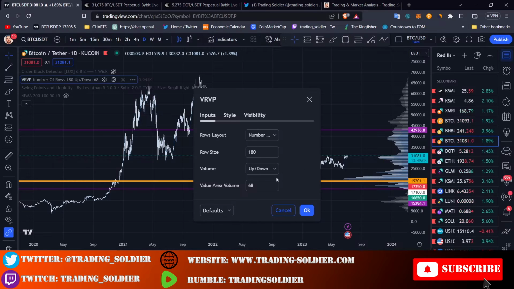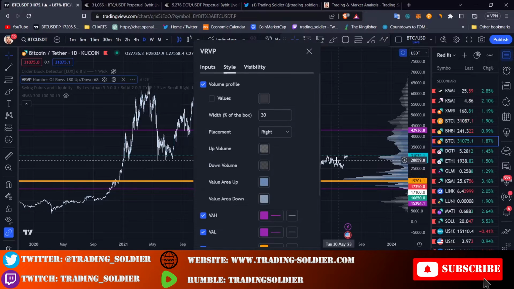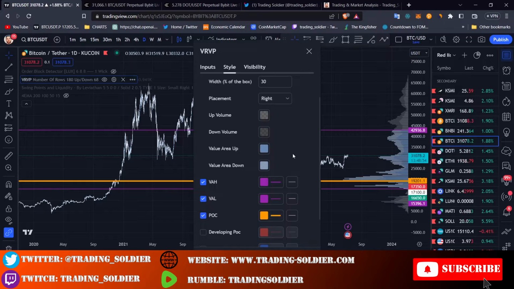Following with the video, as I said, the most important thing is to put the value area volume at 68%. After this, we go to the Style tab and we need to have in mind a bunch of things. This is the color that is set on the chart. For example, the value area up and value area down is, for me, light blue, and the up volume and down volume is gray, as you see here on the right-hand side of the screen. And this is personal preference. I won't interfere with that.